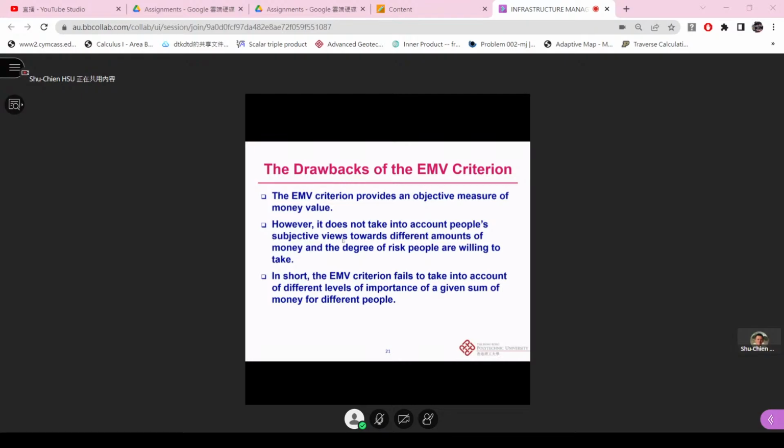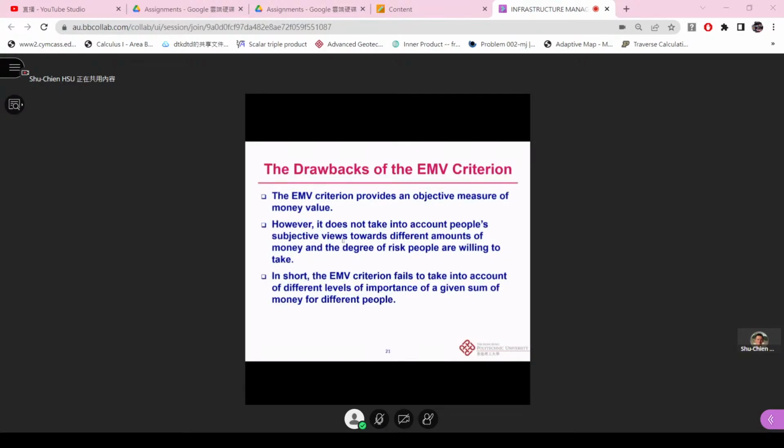All right. Also, what we just showed, we may probably save some money, but the money we save is because we consider the risk. Remember that we still need to pay this 34,000. In other words, if we leave it there, we have a 90% chance that we don't need to pay anything. We can save these additional costs, which is the 34,000, right? So for this kind of decision making, there are many different kinds of subjective views toward different amounts of money and the degree of risk that people are willing to take.